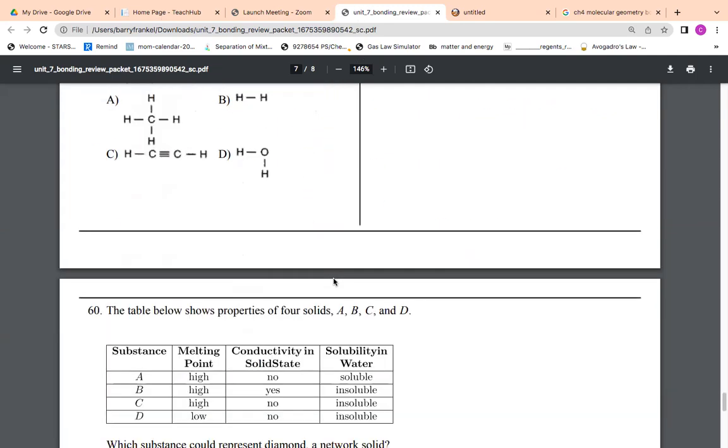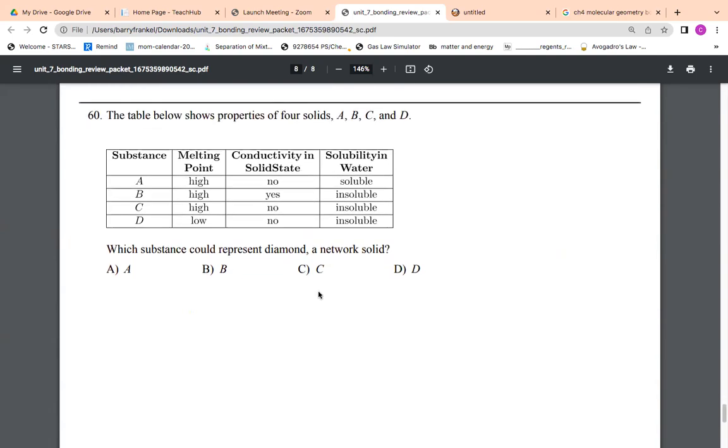Last question. So we are given this table with 4 different solids, A, B, C, and D, and we're given some of their properties: melting point, conductivity in the solid state, and also their solubility in water, okay? So they're asking us which one could represent diamond. Diamond is completely made of carbon, and it is a network solid. So this is something that is molecular or covalent. So knowing the properties of molecular covalent compounds versus ionic is what is going to help you here.